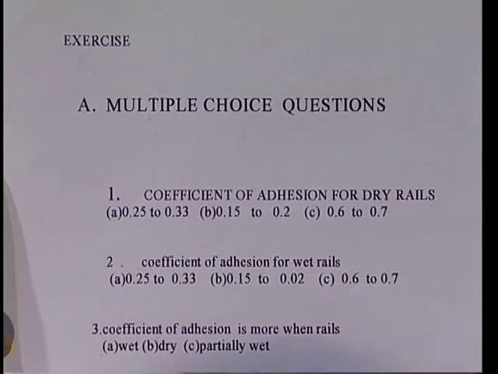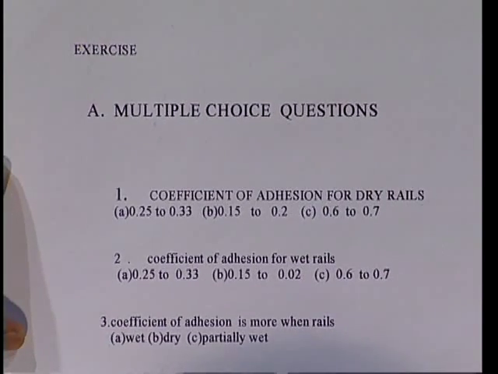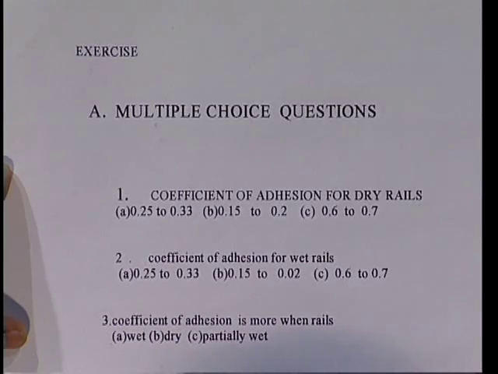Second question, coefficient of adhesion for the wet rails will be: A 0.25 to 0.33, B 0.15 to 0.2, C 0.6 to 0.7. The correct answer will be B, that is 0.15 to 0.2.